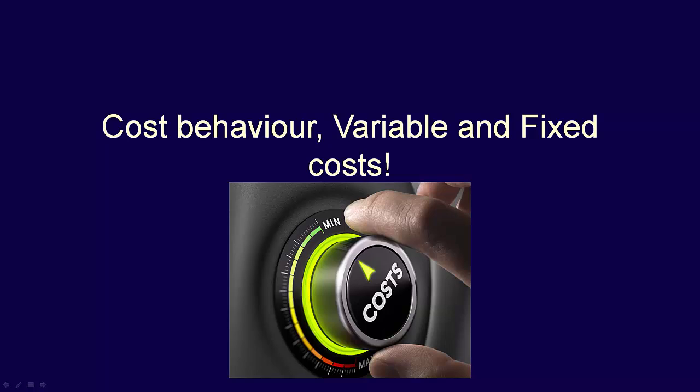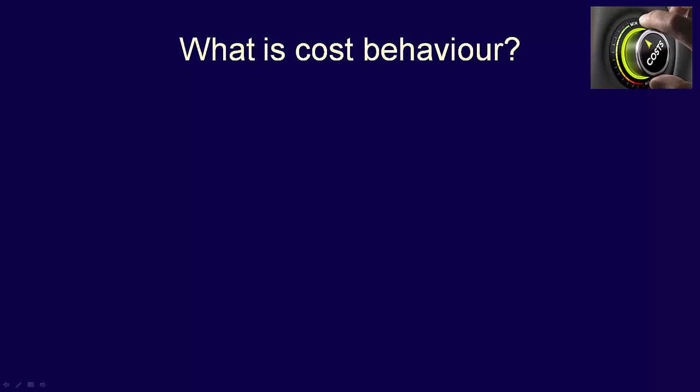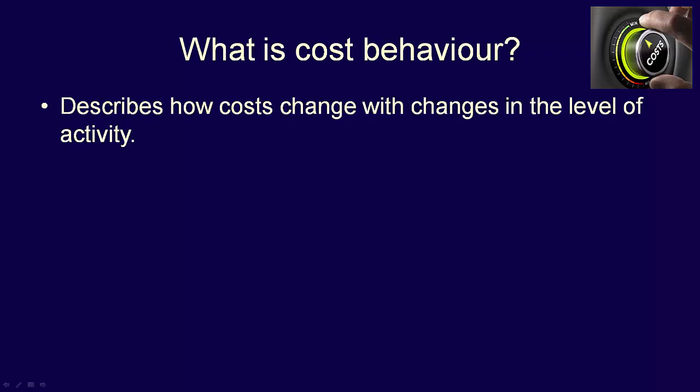What is cost behavior, variable, and fixed costs? Before we introduce variable and fixed costs, we have to understand the term cost behavior. Cost behavior is a term used to describe how a cost changes when the level of activity changes. An understanding of cost behavior is necessary for planning, which is one of management's key functions.